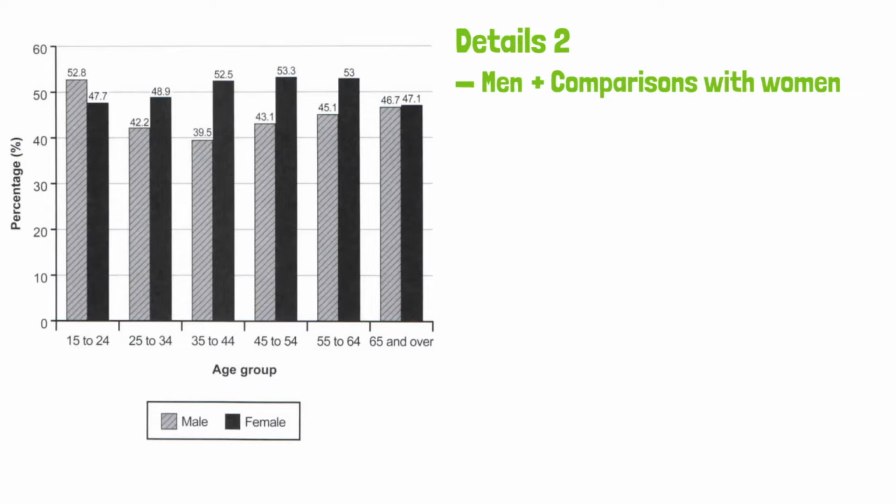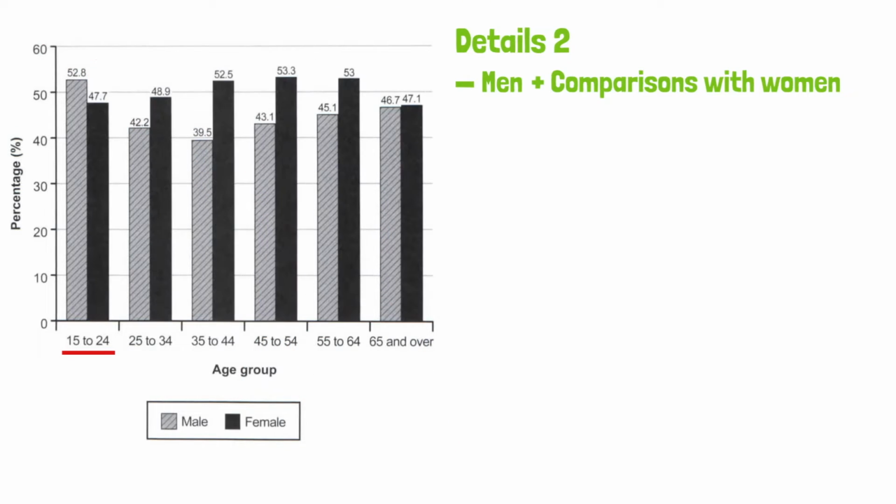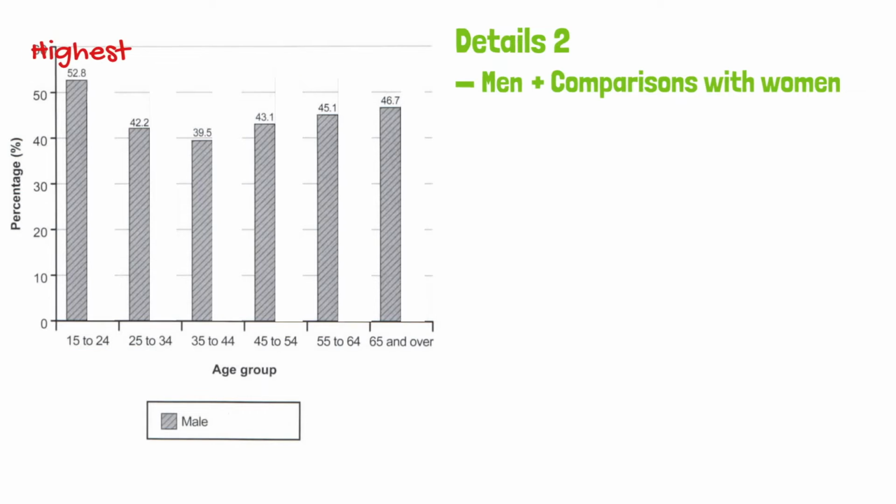So where should we make comparisons? I think the youngest age group is pretty important. First of all, it's where men had the highest participation rate. Secondly, it's also the only age group where men had a higher participation rate than women. So I will make two comparisons here.